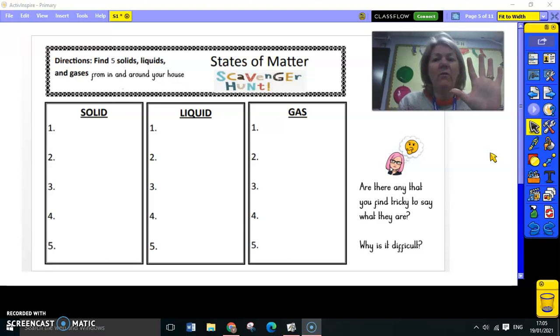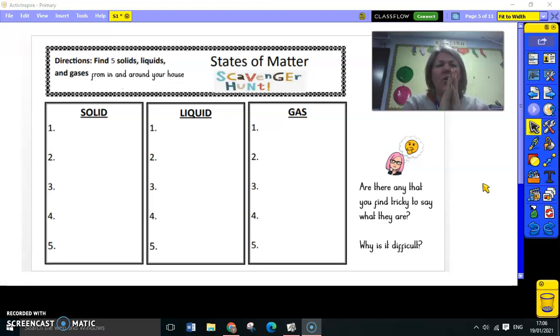Can you find 5 solids, 5 liquids and 5 gases? And can you write the names of them down here on your sheet or just on your piece of paper that you're working on? And then there's a little thinking question. Are there any that you find tricky to say what they are?